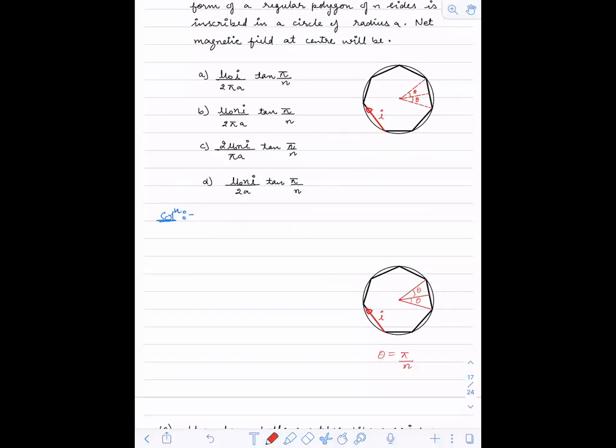Now coming back to the question. Okay. If you see here, we have this triangle. Okay. We have this triangle over here.